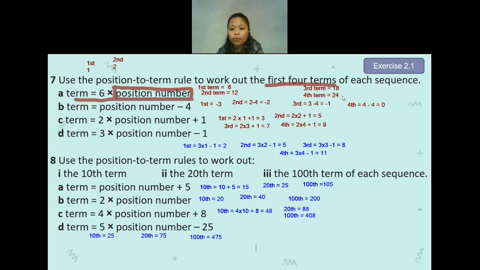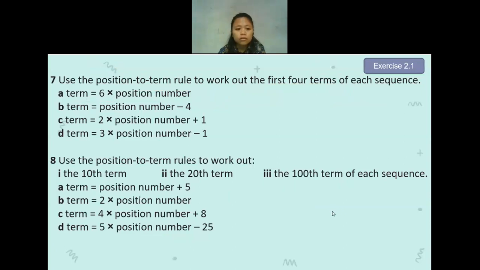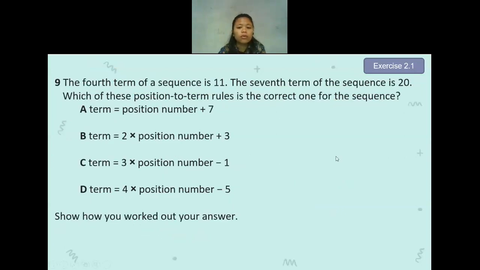Does anyone have difficulties? If any one of you has difficulties, please clarify to me. Do not stay quiet. Okay. No question? Really? For sure, no question, teacher. Okay, if no question, then I'll continue to the next part. Okay, let us go.